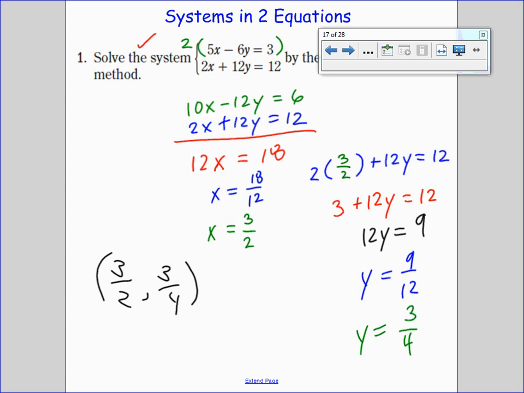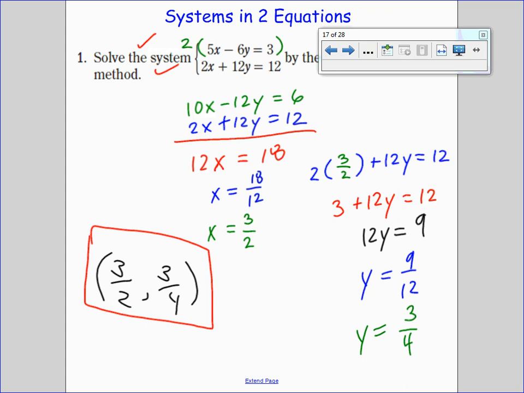2 times 3 halves is 3, plus 12 times 3/4 is 9. Does 3 plus 9 equal 12? Yes. Love it. Jeepers, the solving was harder than the checking. I'm saying the checking was harder than the solving.